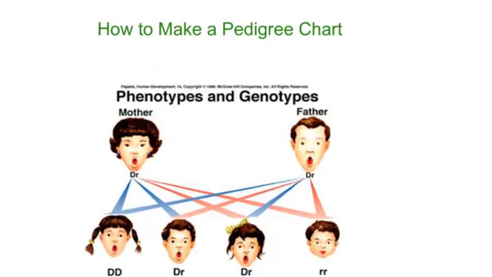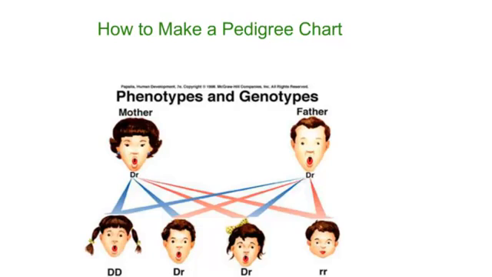Today we're going to talk about how to make a pedigree chart. The goal of a pedigree chart is to look at the genetic history of a family over several generations. Here you can see we've got one generation with mom and dad and their kids, 2 girls and 2 boys. They're looking at a trait for rolling your tongue.